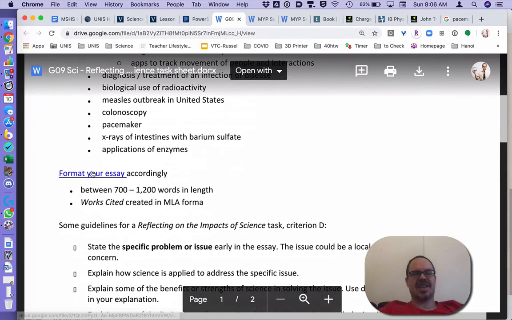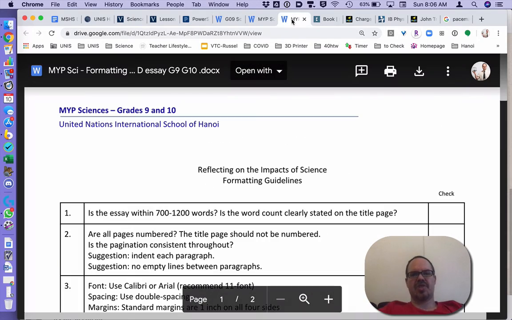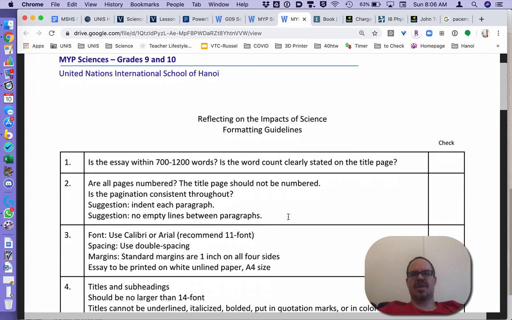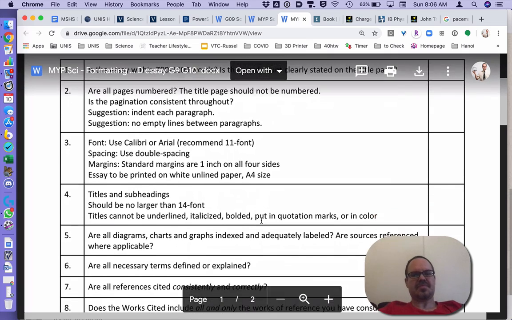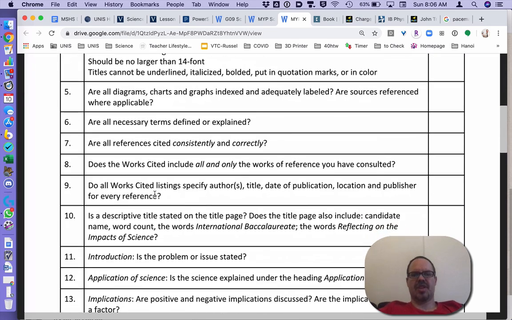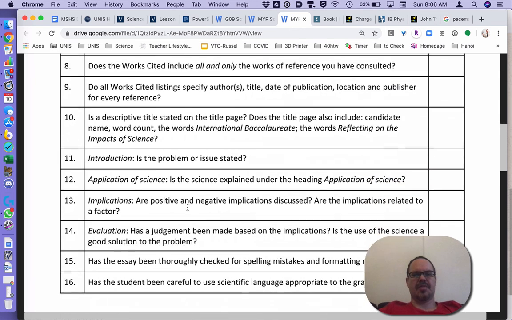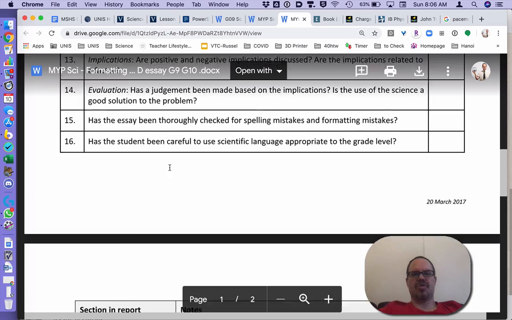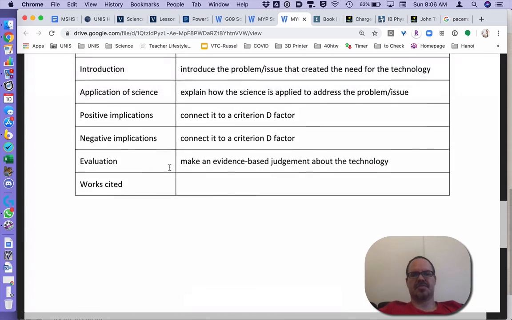Both linked here and on the Haiku page is this formatting guide. So basically, it takes you through some things and making sure that you have different parts here. So read through and make sure you include these parts. Okay?